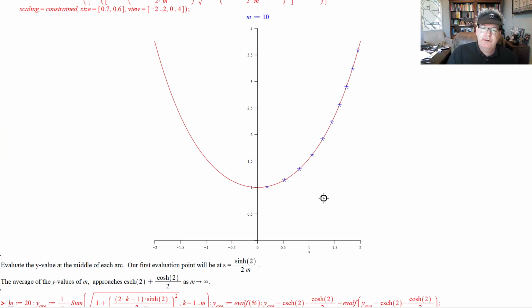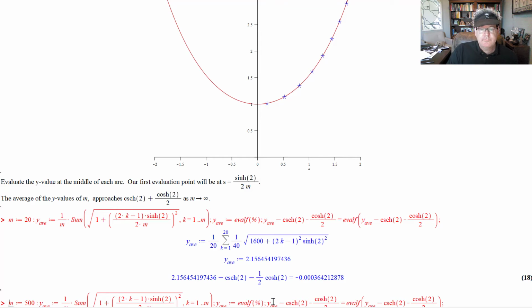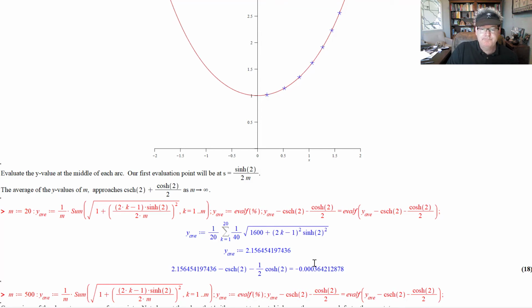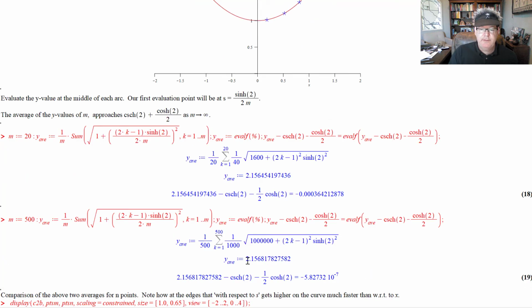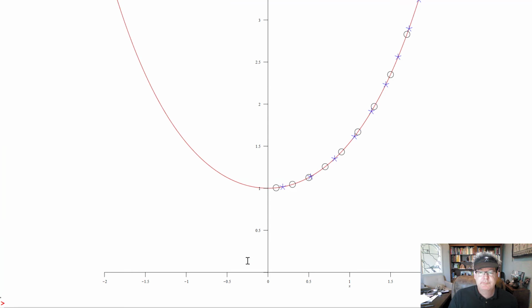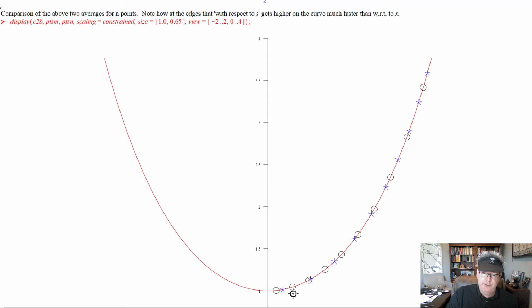And here's its plot. So these points are equally spaced along the curve. Still 10 equally spaced along the curve. And so we're already pretty close to that value. If I put them together, well, there's more values, don't worry about that. If I put them together, you can see that with respect to x, we had more lower points, I guess. Is that right? Yeah. And with respect to s, we had more higher points in this case.